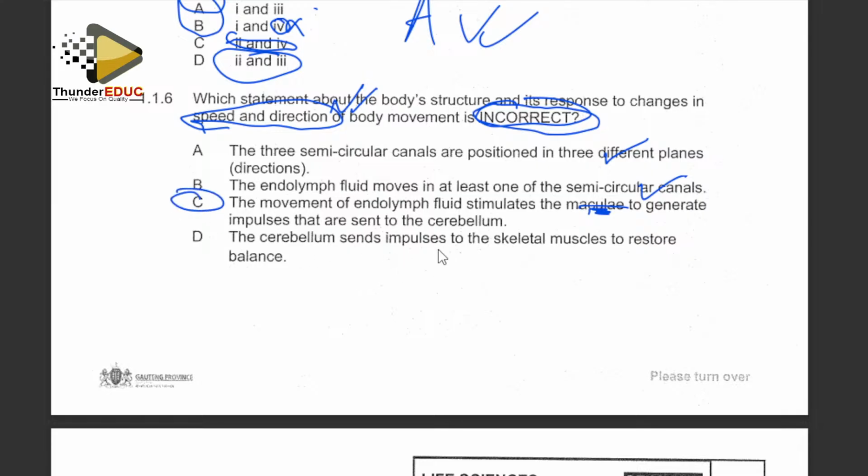They're saying that the cerebellum sends impulse to the skeletal muscles to restore balance. Is the cerebellum responsible for balance? Yes. So this is correct, this is correct, this is correct. This is the only statement which is not correct, because the question here is asking incorrect. So the most correct answer becomes C. Let me see your answers in the comment section, guys.